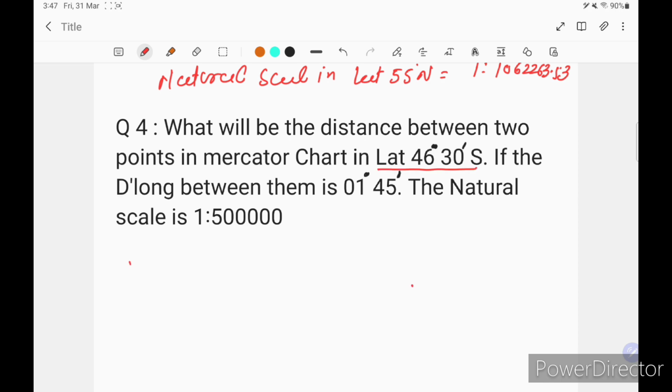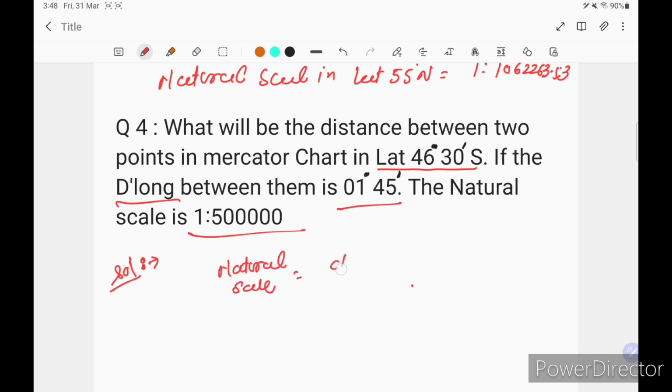So our next question is, what will be the distance between 2 points on a Mercator chart at latitude 46 degrees 30 minutes south if the d long between them is 1 degree 45 minutes? The natural scale is 1 raised to 50,000. Okay, so this is also a very important question and it is repeated many times. So let's see how we'll solve this question. Put everything in the formula, you will get the answer.